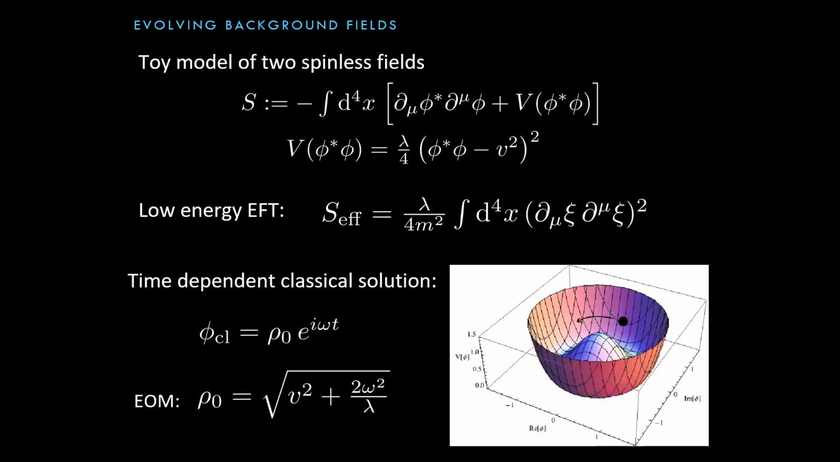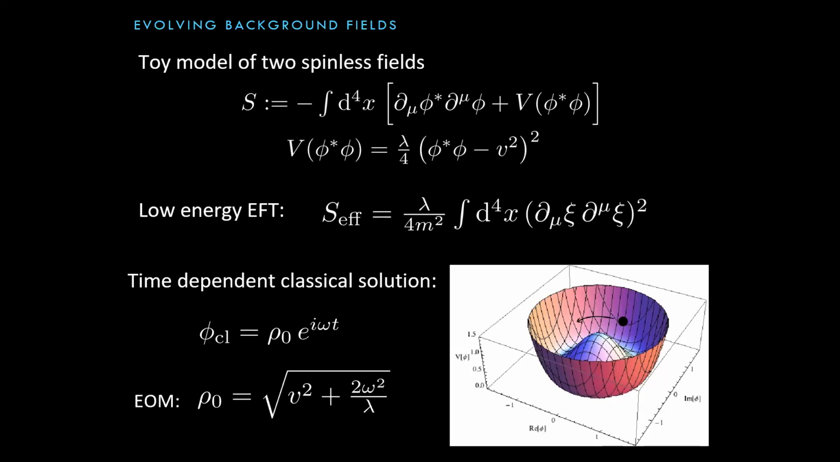But now I'd like to ask, how does the system behave if we look at expanding around a classical background which is not time independent? So here's one. If I take the configuration phi equals some constant rho naught times e to the i omega t, where omega is a parameter, that's a configuration where this complex field is moving in a circle of radius rho naught.